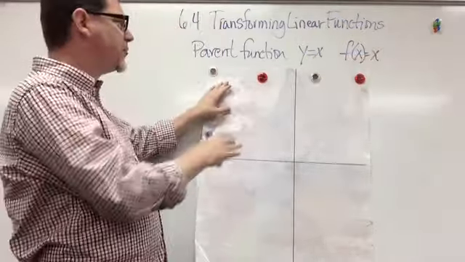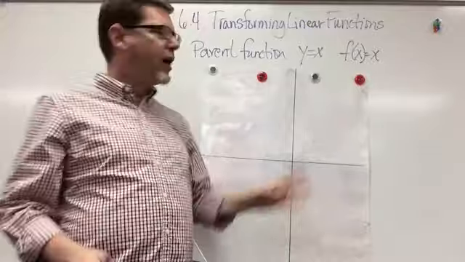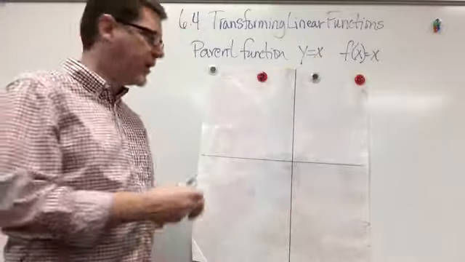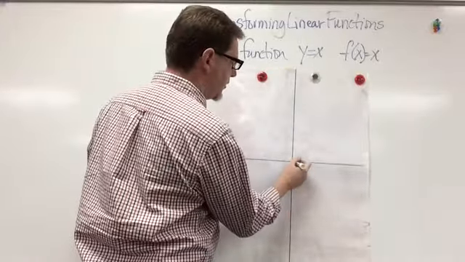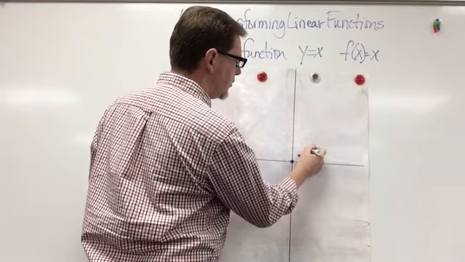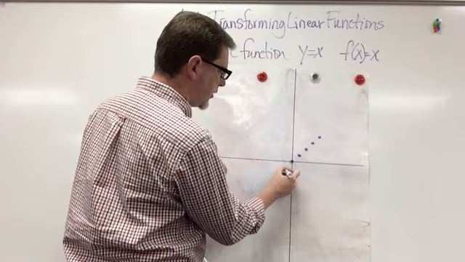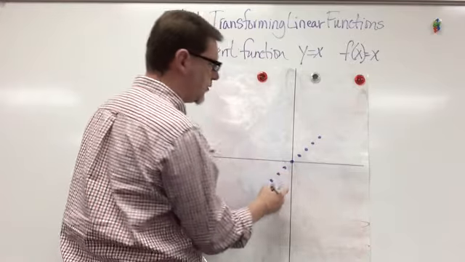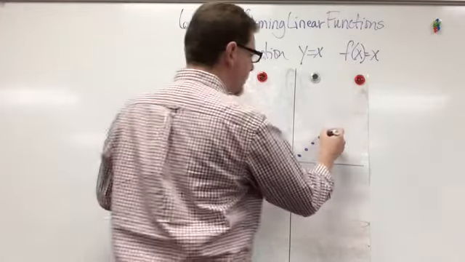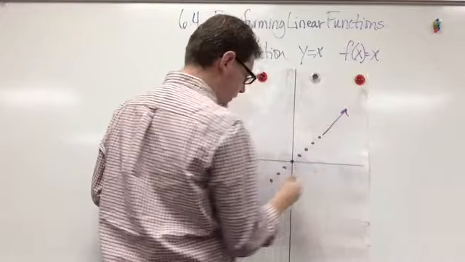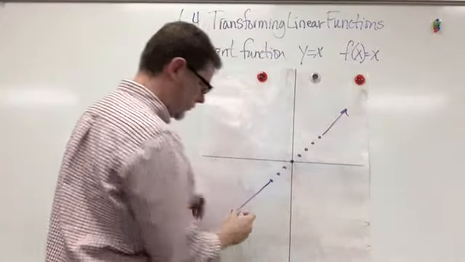And when we graph the parent function, x and y are exactly the same thing. So I would have 0, 0, 1, 1, 2, 2, 3, 3, 4, 4. I could have -1, -1, -2, -2, -3, -3. And this becomes the line that is my parent function.